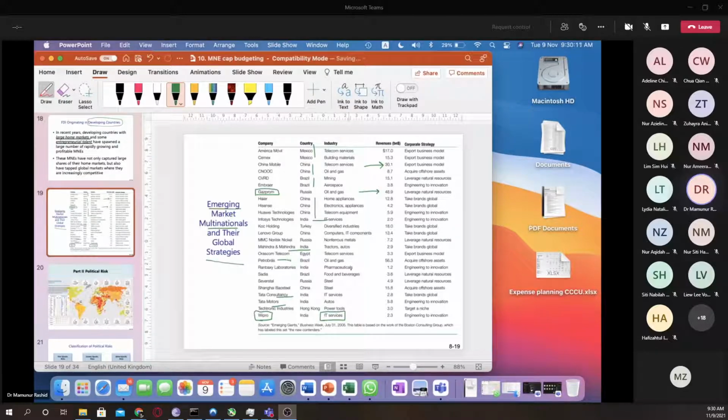Petrobras is another one, a Brazilian company, oil and gas, $56.3 billion of revenue. This is a massive revenue from an emerging market. So emerging markets are nowadays coming up and also investing in developed markets and taking control of businesses.